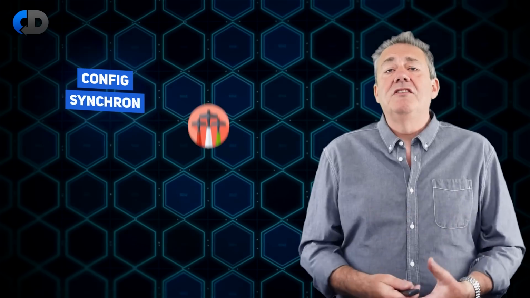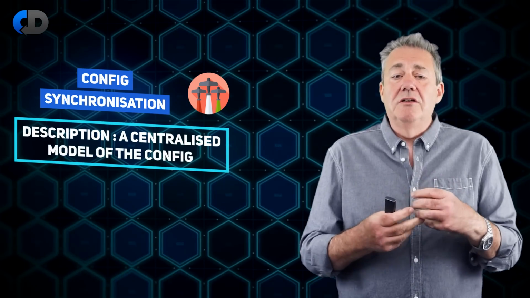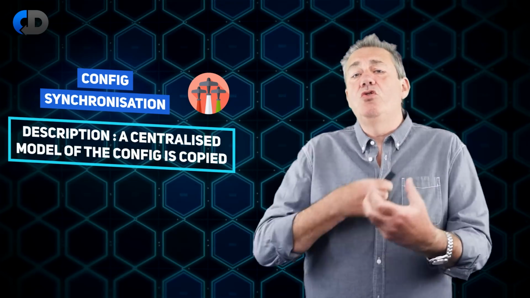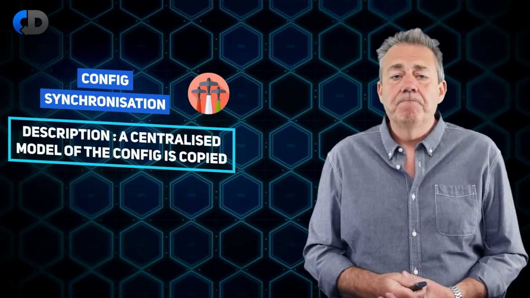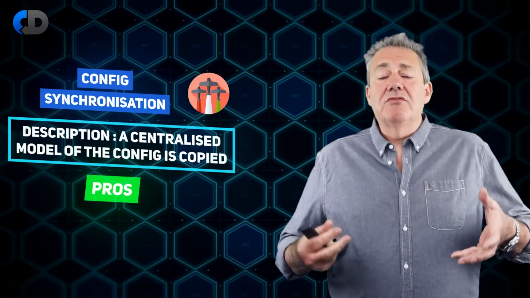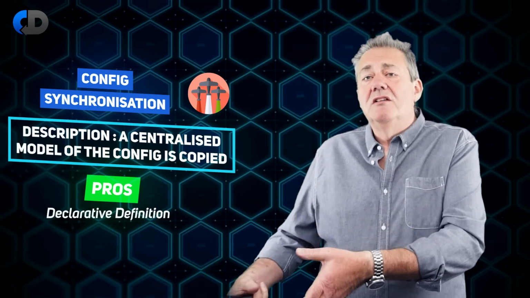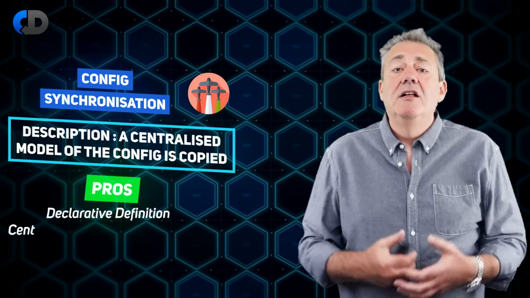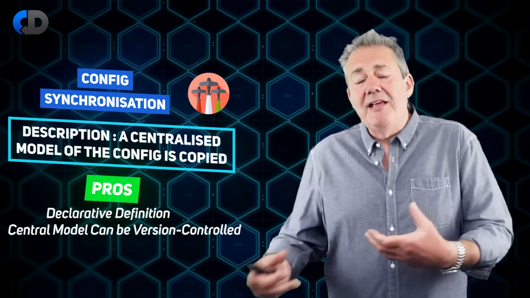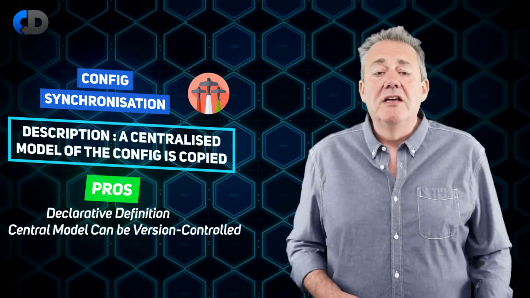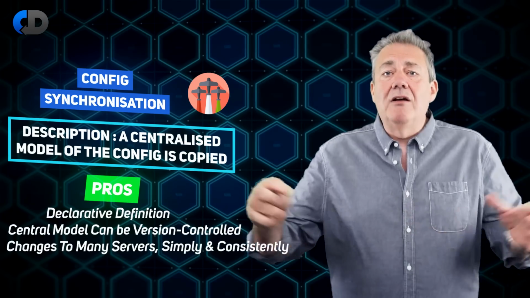Next, configuration synchronization. This is where we keep a central model of the configuration and it's reproduced, usually on a timed basis, at each point where that configuration is needed. The big advantage of this is it gives us the ability to create a declarative definition of what we want our servers and infrastructure to look like. The central model can be version controlled. That means we can replay this and make small changes. Changes to many servers can be simple and consistent. We can scale those changes out.